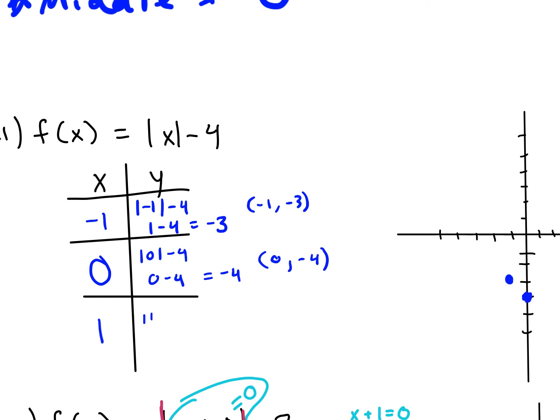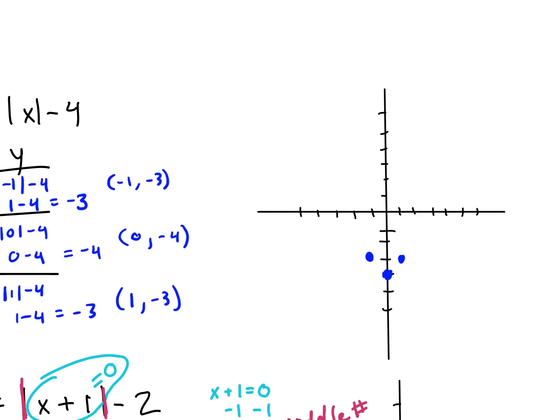Lastly, I'm going to plug in 1. What's the absolute value of 1? 1. And what's 1 minus 4? -3. So I plugged in 1 and got -3. So I go right 1 and down to -3. Once I have my 3 points, I just connect the dots.